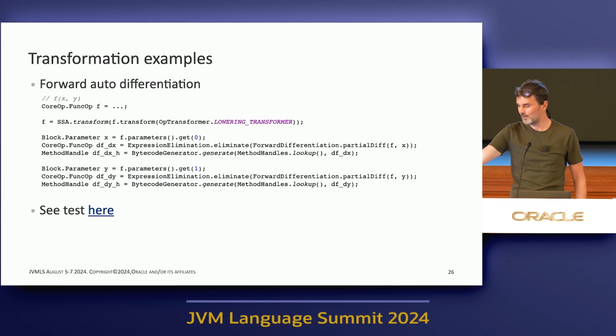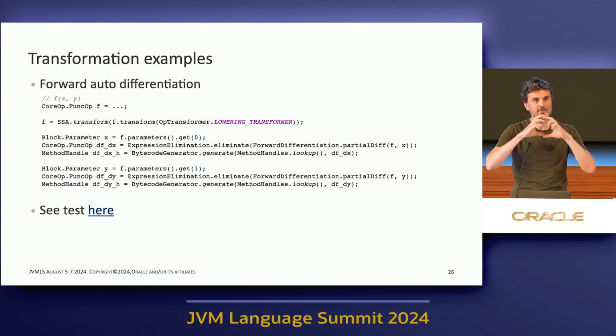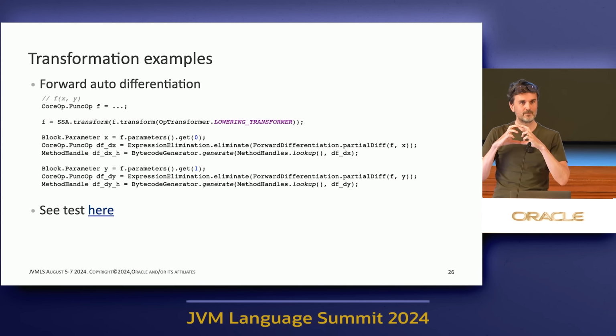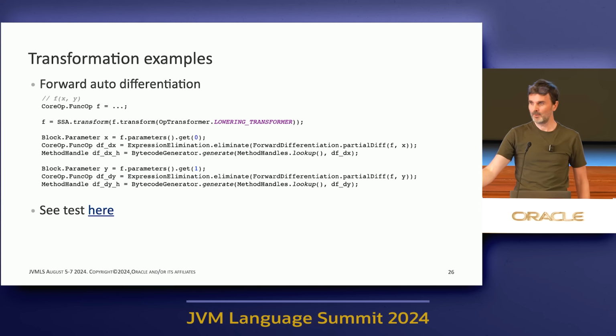So this is how we do it here. We do it with respect to x and with respect to y. We get a method handle for each. And then those two method handles correspond to the gradient function. And if you want to look at the code, it's linked here.